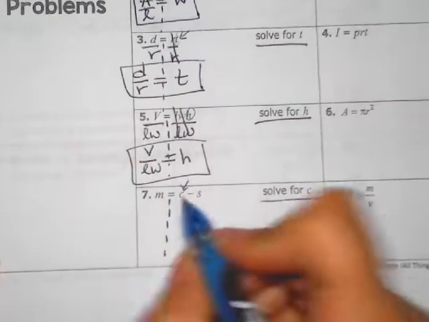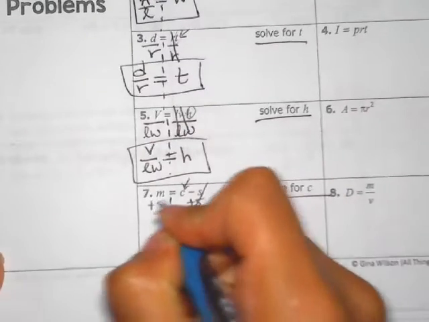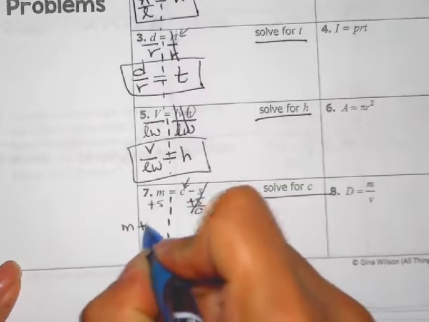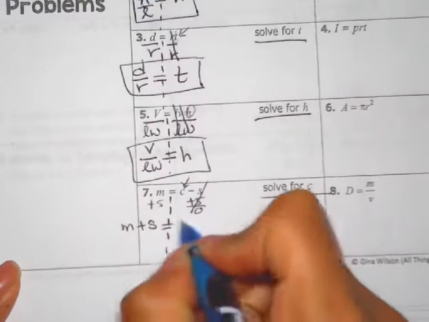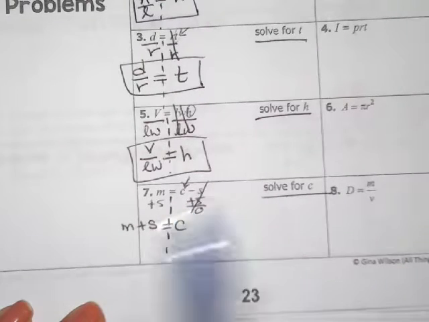Very good. We have a minus S. Add an S. Add an S. Can I add M to S? Mathematically, I can't really do anything other than just set it up. So just put them next to each other. Shortcut though, this only works for adding or subtracting, okay?